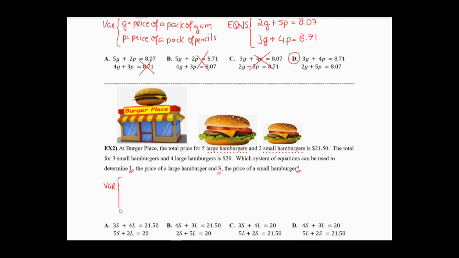So my variables are going to be L, the price of a large hamburger, and we have letter S, which is the price of a small hamburger.